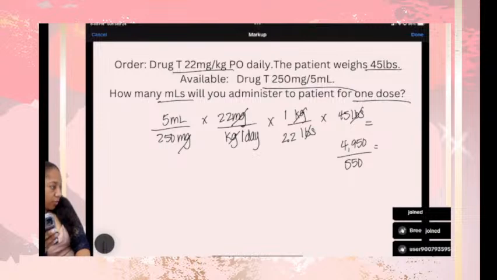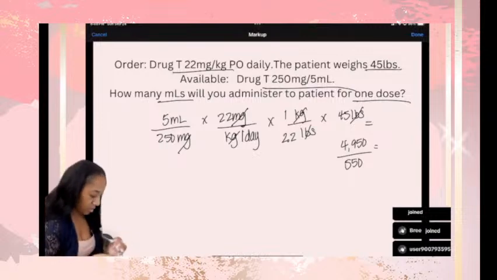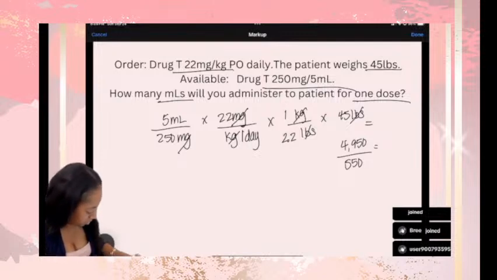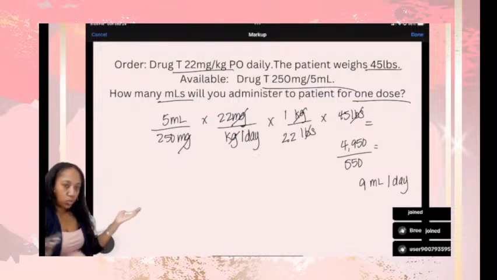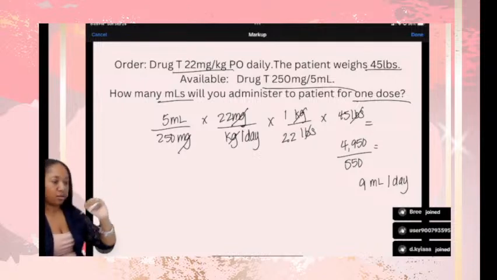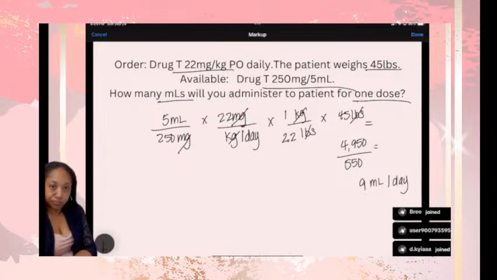Okay, 4,950 divided by 550 is going to be 9 milliliters a day in a dose. Okay, so y'all see how we did that step by step? Cross out, convert, use what you have, and you get through the problem.